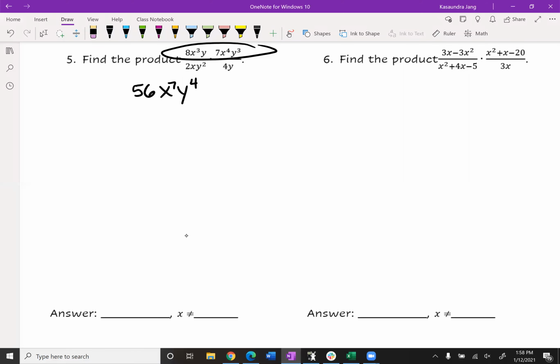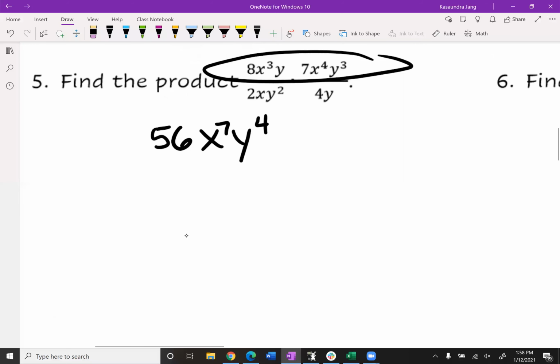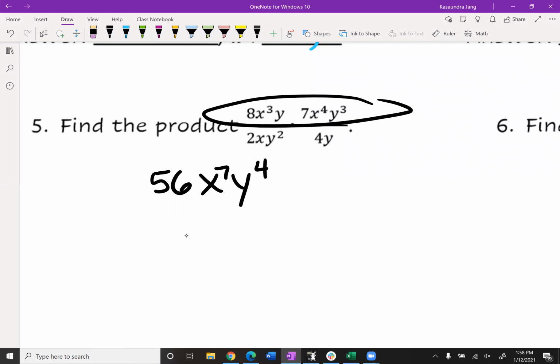Yeah, number 5. Here, I'll zoom in here. It might be kind of hard to see. Is that better? Okay, cool.